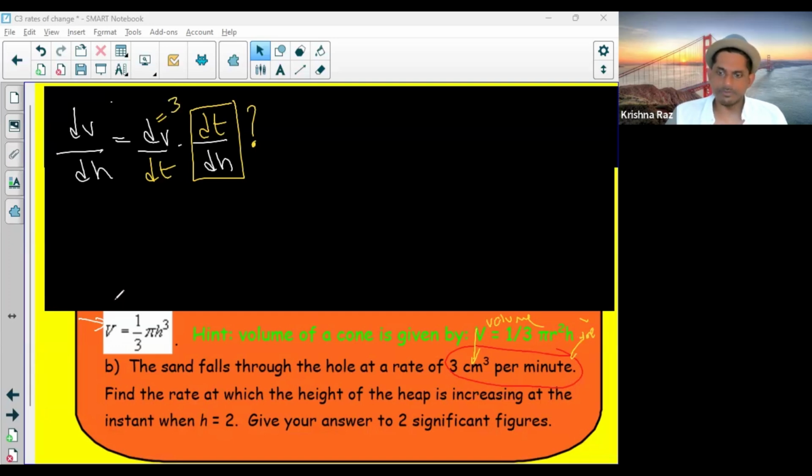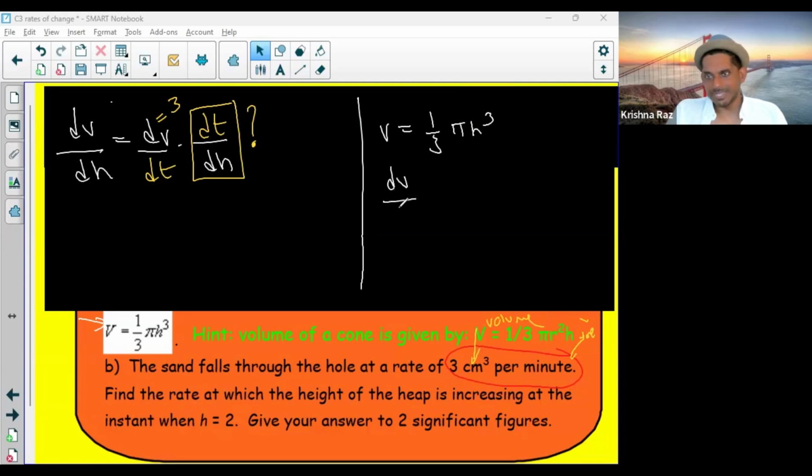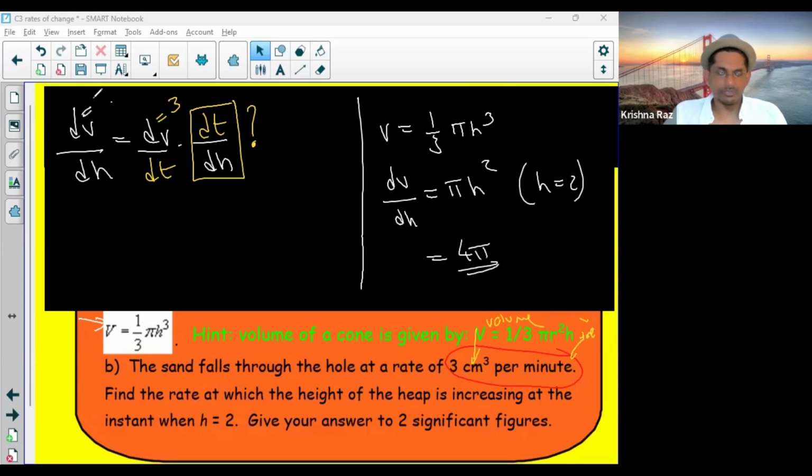Find the rate at which the height of the heap is increasing at the instant when h is 2. The instant when h is 2. So we know that V is equal to a third pi h cubed. So dV by dh must be a third times 3 pi h squared. We're told h equals 2. So that is 2 squared pi. So dV by dh is 4 pi.